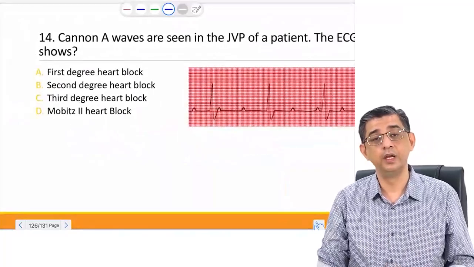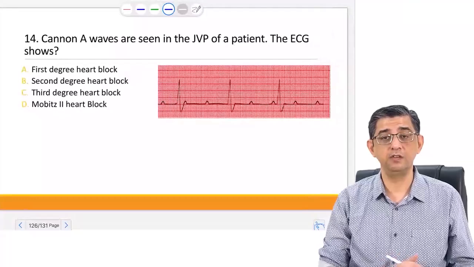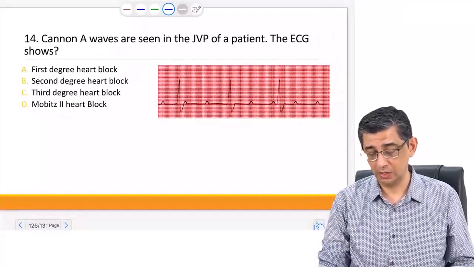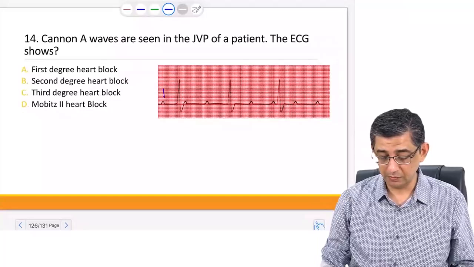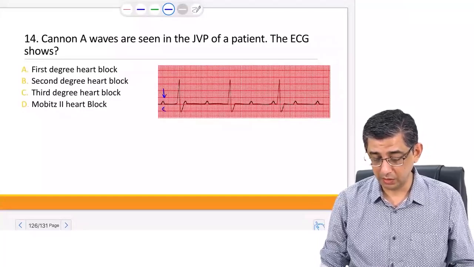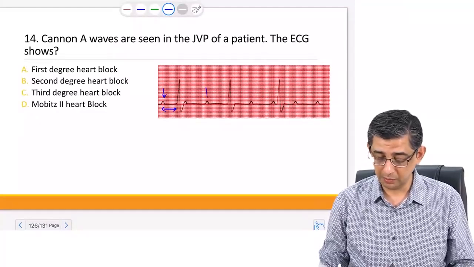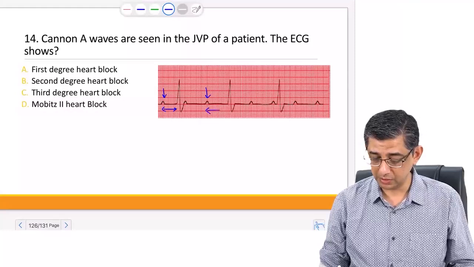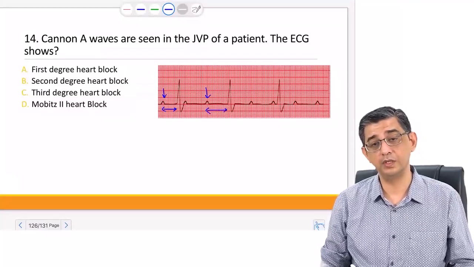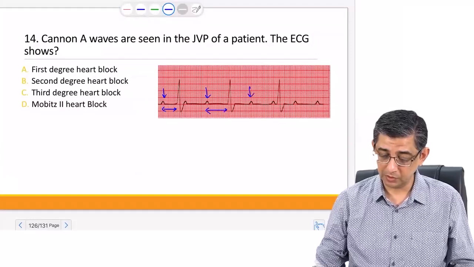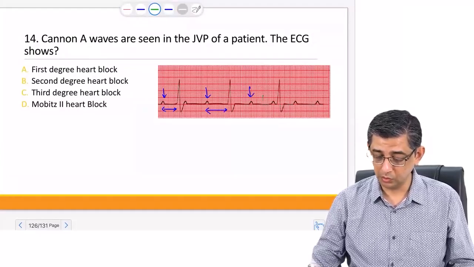We move to 14. Cannon A waves are encountered in JVP of a patient, the ECG shows. In this ECG, you can notice P wave, then you can notice an ultra long prolonged PR interval. You can again notice a P wave present. You can notice a substantial increase in the PR interval of the patient. Then again a P wave. There's a missed beat now coming up. I mean, there's no QRS complex.